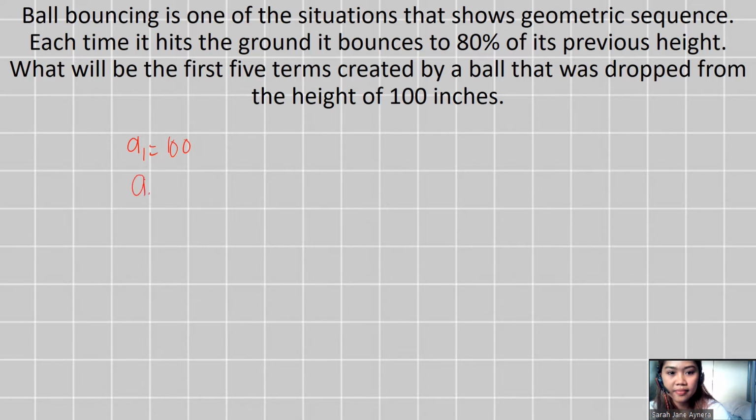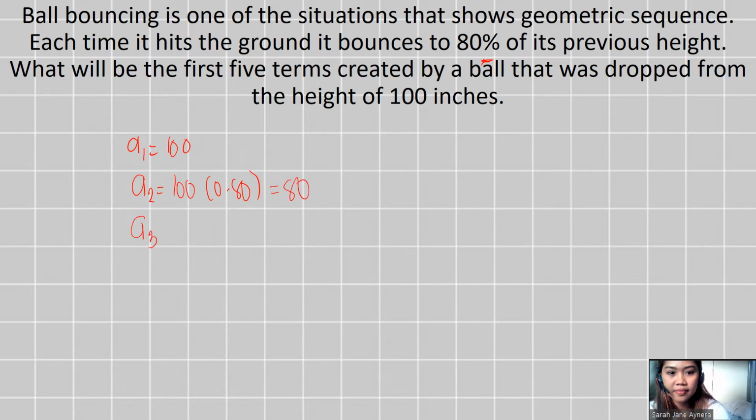To get the second height, or your second term, we simply multiply 100 by 0.80, or this is the 80%, since it was said that each time the ball hits the ground, it bounces to 80% of its previous height. To get the 80% of the previous height, or 100, we simply multiply 100 by 0.80, and this is equal to 80.